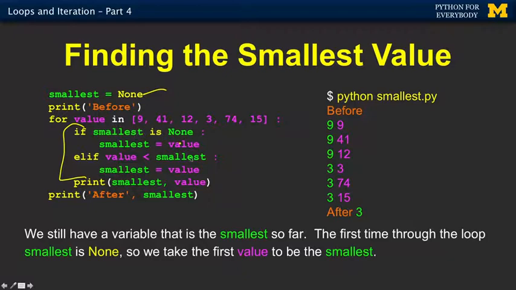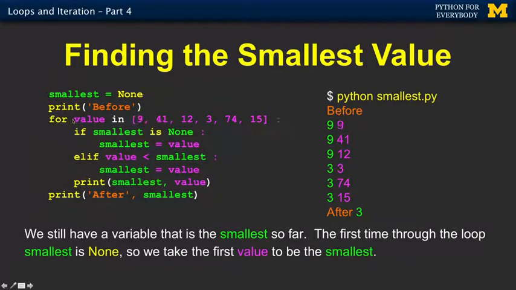You start with smallest equals none, and then in the code, we have a little bit more intelligence. If smallest is none, this means that it's the first time. If the smallest is none, smallest is value. So 9 is coming in here. And so if the smallest that we've seen so far is empty, we have seen nothing, then we'll grab the first one as the smallest one. So our 9 becomes the smallest one. And so that's how we print out the smallest so far is 9. We just saw 9.